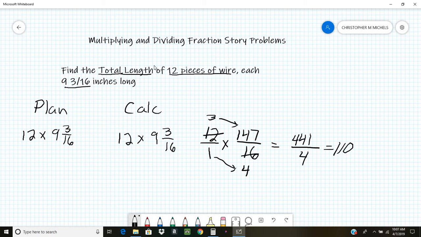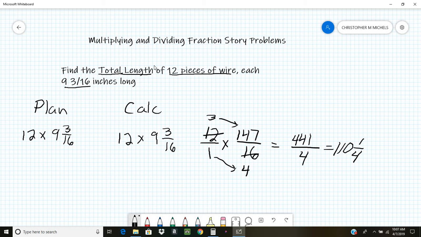So you can get your whole number: 110 times 4 is 440, so that gives me a remainder of 1. So 110 and 1/4. We had our estimate for this one, which was about 108, so with 110 and 1/4 we're probably in the ballpark for our answer there.